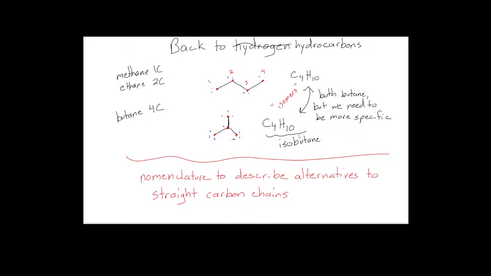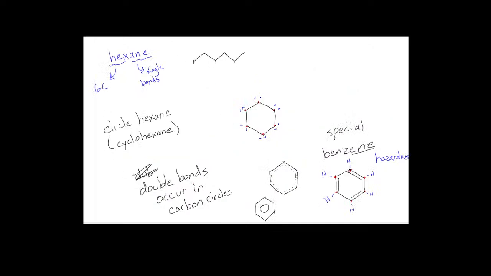So all this means is that we had to come up with some nomenclature to describe alternatives to just straight carbon chains that we had learned about. Okay, so let's give another example of when you might not have just a straight carbon chain, and that is hexane. Hex for 6 carbons, and then ane for single bonds. So I just drew a zigzag line, and we could number it 1, 2, 3, 4, 5, 6, and those are the 6 carbons on hexane.